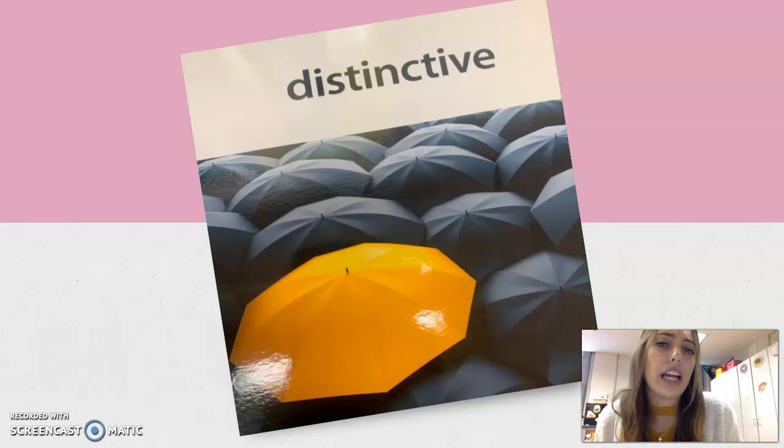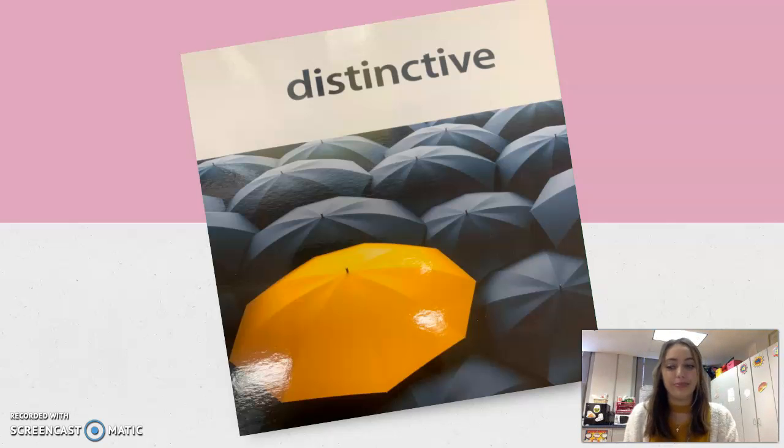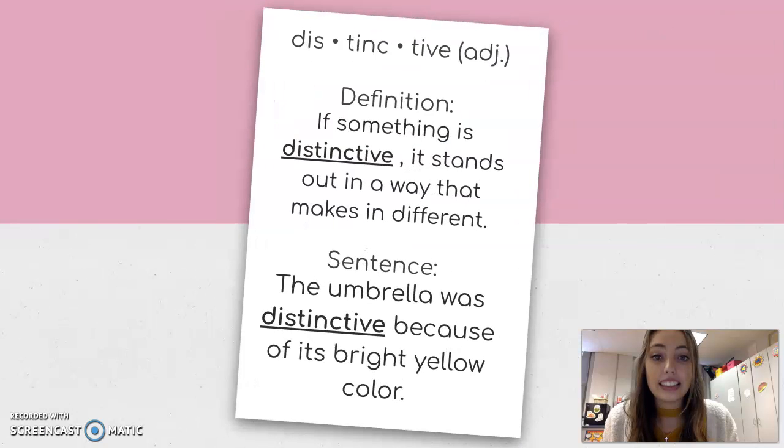Now I'd like y'all to take a moment and think what distinctive might mean. Distinctive. If something is distinctive, it stands out in a way that makes it different. An example used in a sentence is the umbrella was distinctive because of its bright yellow color. So it may have been put in a group of a bunch of umbrellas that are gray or black, and the bright yellow made it stand out from all the other umbrellas, making it distinctive.